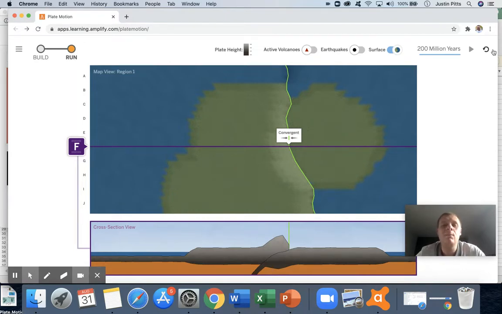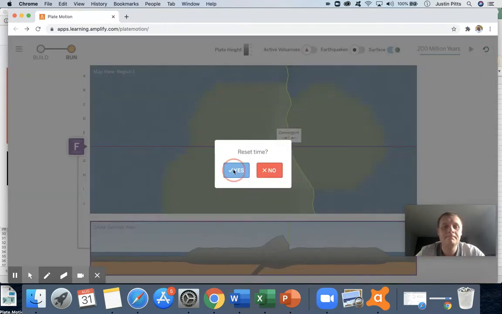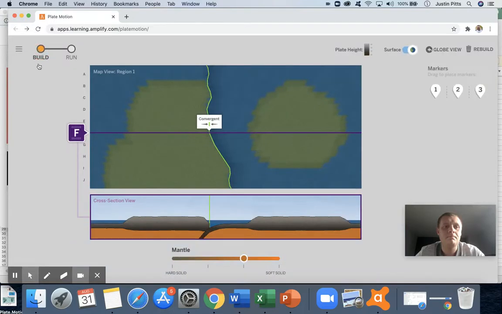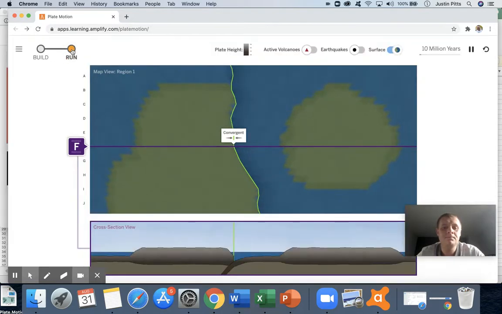Let's reset time one more time, and let's go back and make our mantle hard solid. Now recall, if something is hard solid, that's similar to the rock that we find in fossils and that makes up Earth's outer layer. Let's run the model again. What do you notice is happening or is not happening?